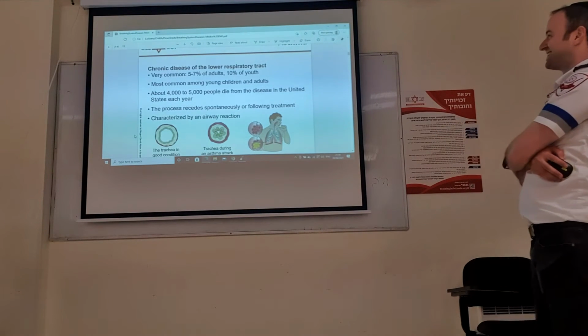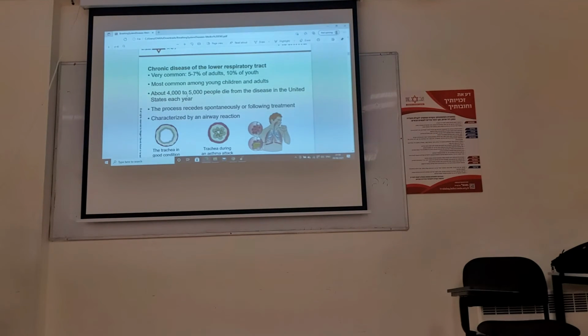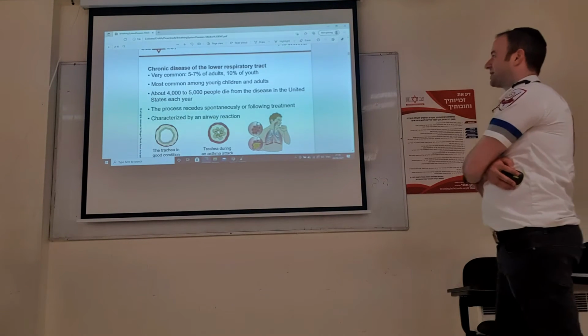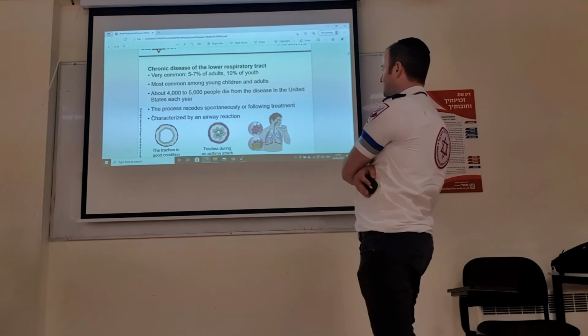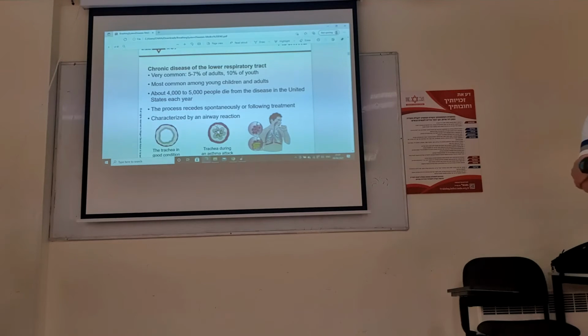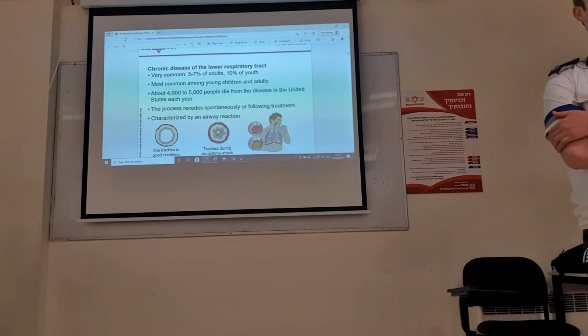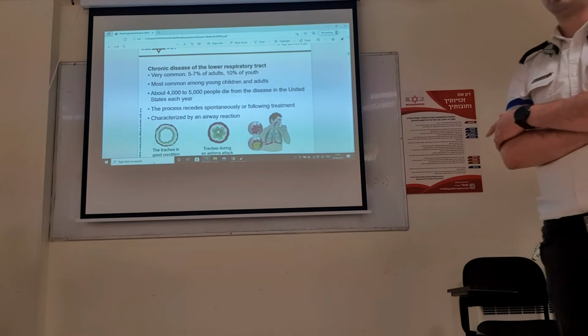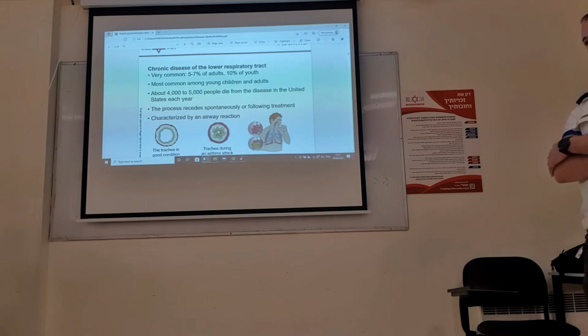It's sad to know that about 5,000 people die in the United States, a mistranslation of children and young adults. About 4,000 to 5,000 people die from asthma in the United States every year. Okay, there are 330 million people there, but it's still a high rate of fatalities.